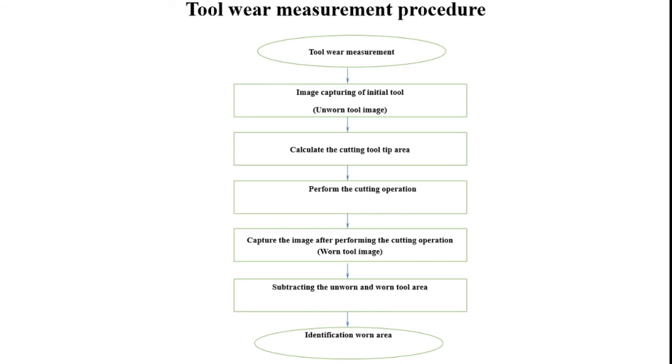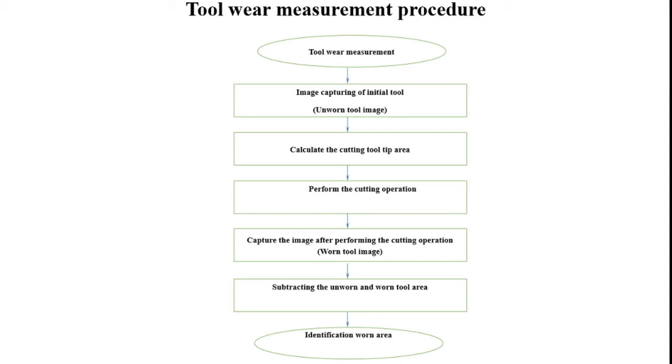The tool wear measurement always starts from image capturing of the initial tool, which means an unknown tool image. The image is captured from the unknown tool. After that, calculate the cutting tool tip area from the original image. After that, we perform the machining operation with the same tool, perform the cutting operation, and then capture the image. After performing the cutting operation, we again take the image of the used cutting tool.